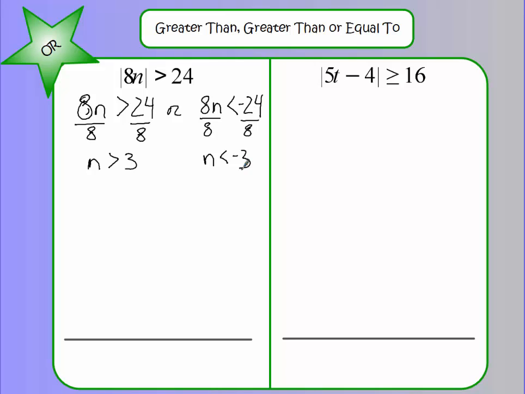Again, what two numbers are 24 units away from 0? You think about it like that, and you have 24 and negative 24. So that's how you find out what goes here and here.